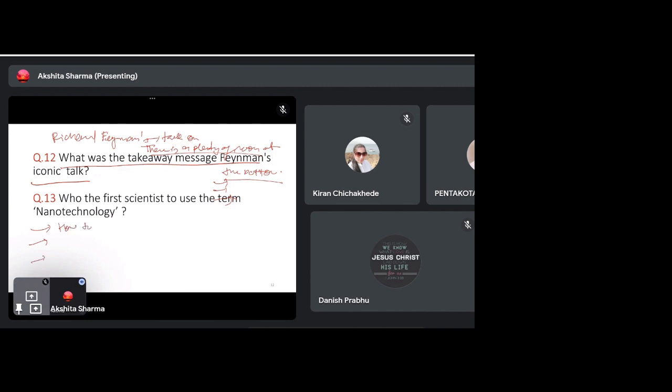How to write, how to read, how to solve the storage. The scientist Richard Feynman discussed 3 points in his iconic talk. Can you explain how he explained how to write at the nanoscale? Anyone?